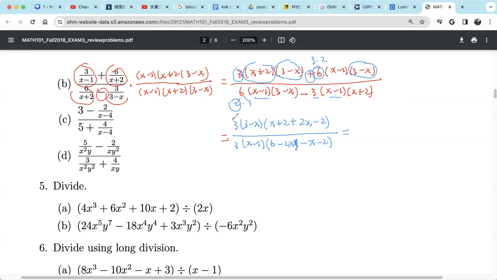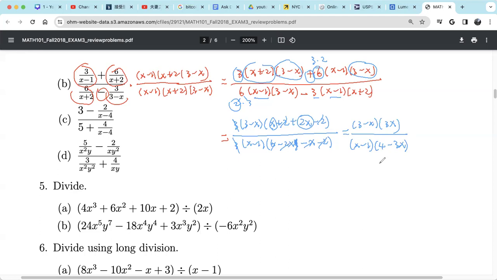Simplify this. So 3 over 3, that becomes 1. Okay, then I have 3 minus x. So this x plus this 2x, I have 3x. Positive 2 minus 2 becomes 0. Denominator, I have x minus 1. Then I have 6 minus 2, that's 4. I have 2x minus x, that's a minus 3x.